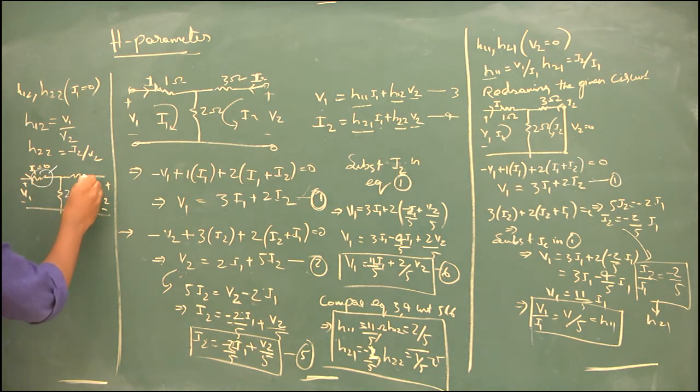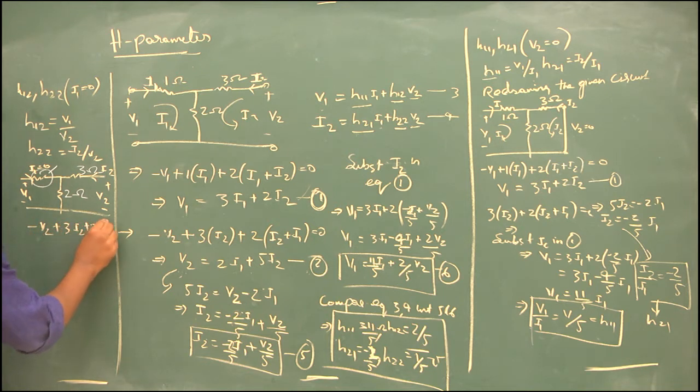This is 2 ohm and this is 3 ohm. So making I1 equal to 0 means the voltage which is there here will be acting across 2 ohms only. It is not acting across this 3 ohm element. Why? Because I1 current is 0, there is no drop across this. So after solving, this I2 current is flowing. Therefore, minus V2 plus 3 I1, I2 plus 2 I2. Therefore, you get V2 equal to 5 I2.